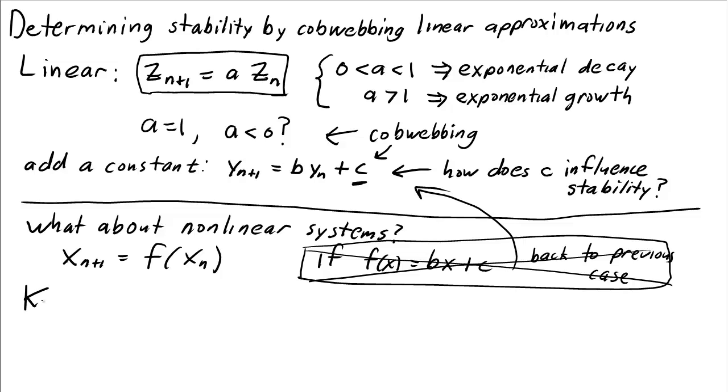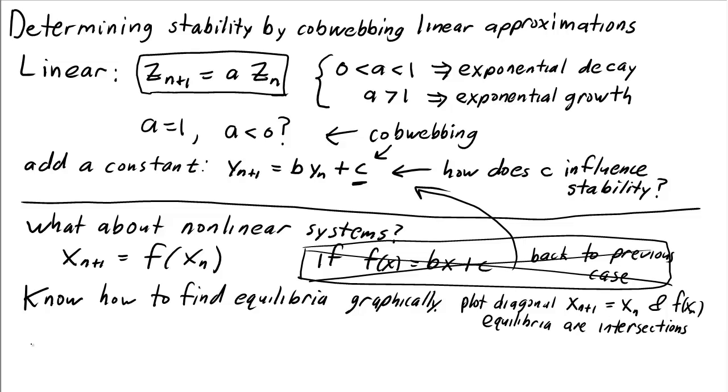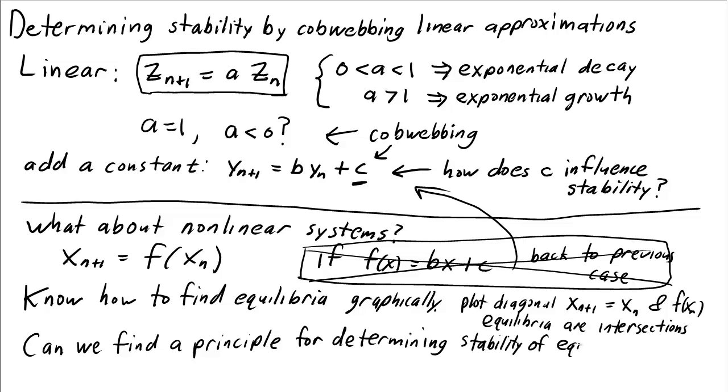Now we know how to find the equilibria graphically. To do that, we just plot the diagonal, xn+1 = xn, and f. Then the equilibria are intersections of the diagonal and the function. Can we find a principle for determining the stability of equilibria for the case when we have a nonlinear system? And the answer is to approximate the nonlinear system by a linear system.